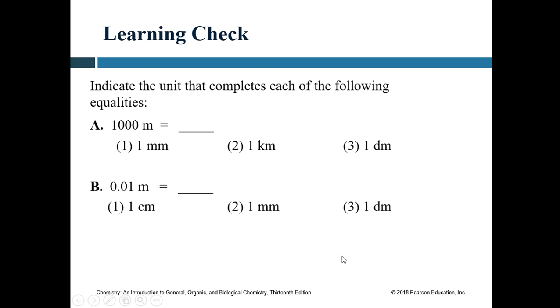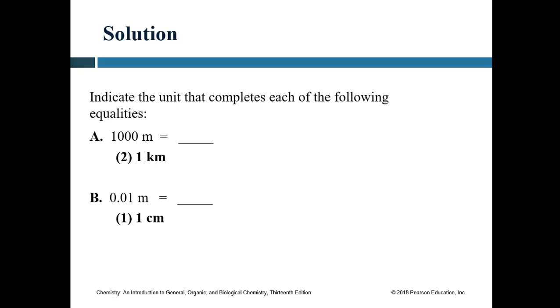Now let's look here. Indicate the unit that completes each of the following equalities. 1,000 meters, I think we already had something like this before. I hope you know that that's a kilometer. Now this one is to the hundredth. What over here is talking about a hundredth? Oh, a centimeter. So 0.01 meters is 1 centimeter. And as we look at our answers, we see that.